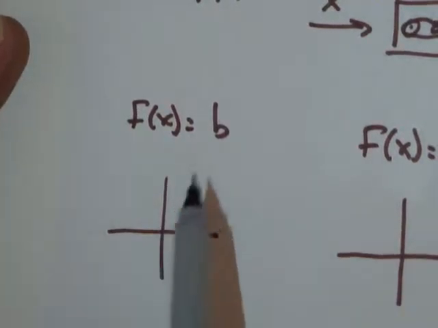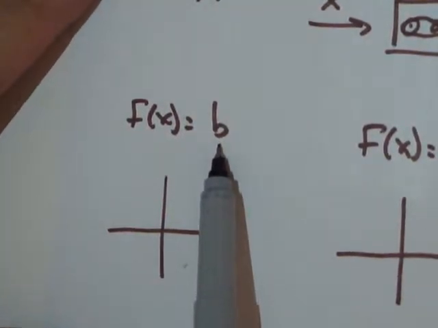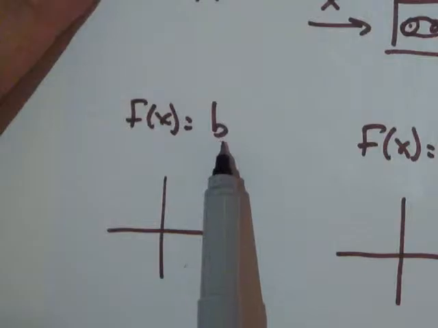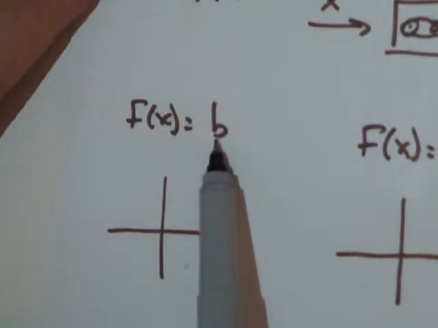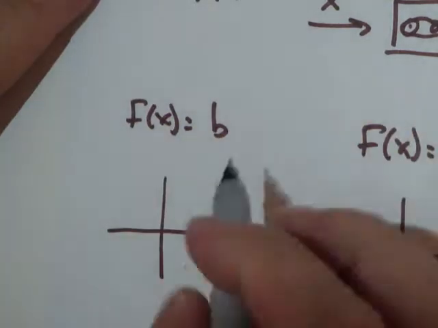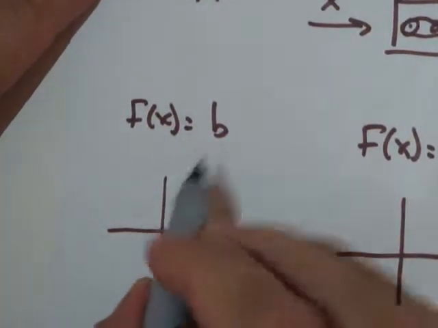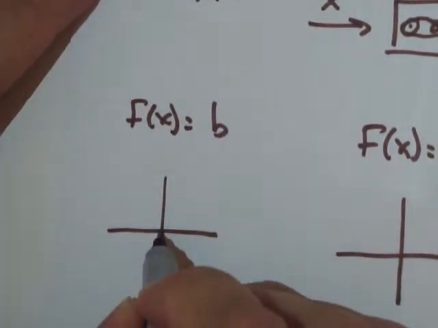So they give us f of x equals b. B could be any number. So let's assume that b is like 3. If f of x equals 3, that means for every x value that goes in, the number that comes out is always the same. It's always, let's say it's 3. So if 0 went in, then a 3 would come out. That'd be the point (0, 3).